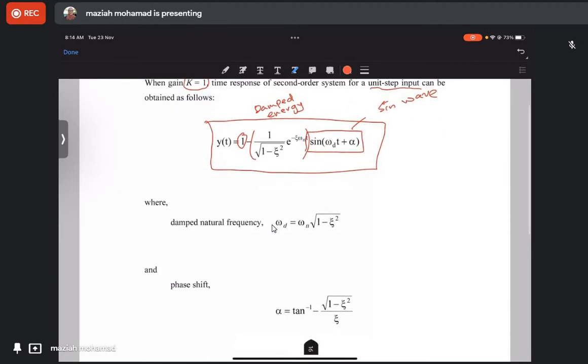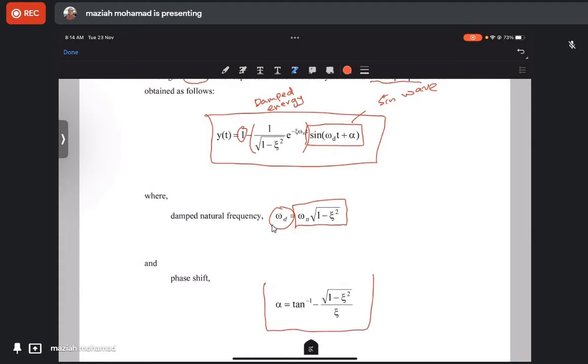There is an additional term here. Omega d is the damped natural frequency, but we can calculate that based on omega n and zeta: omega n multiplied by the square root of 1 minus zeta squared. Also there is a delay there. Delay alpha is tangent inverse of negative square root of 1 minus zeta squared over zeta. This is the phase shift, how the delay from the input to the output.